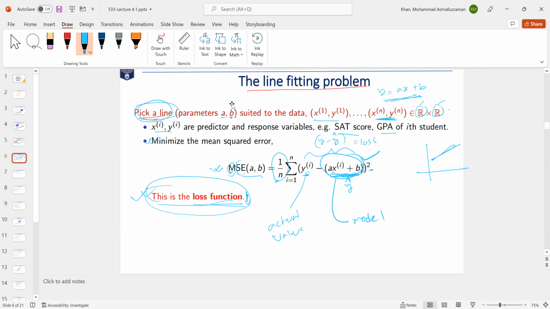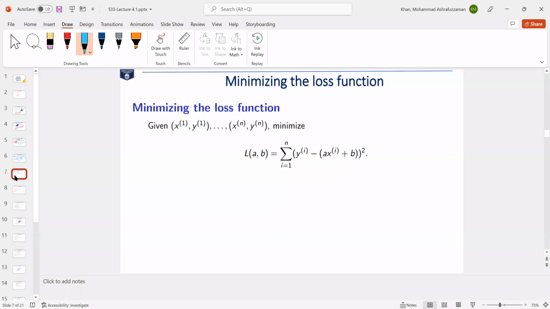Is it clear? Any questions? Okay. So basically, if you want to minimize the loss function, how do we do it? Any questions? Okay.